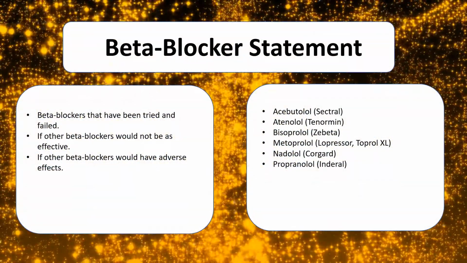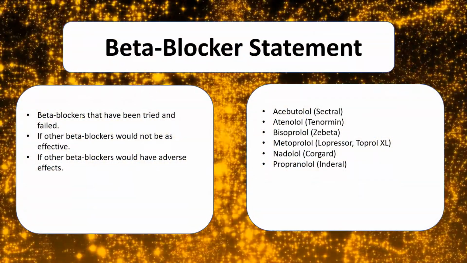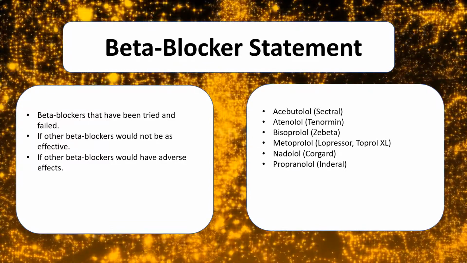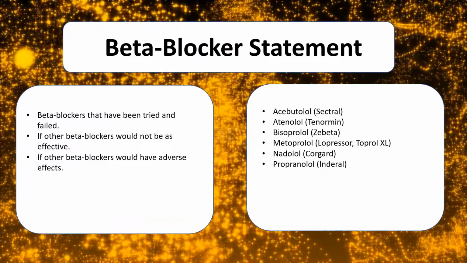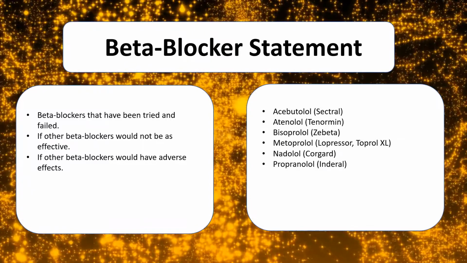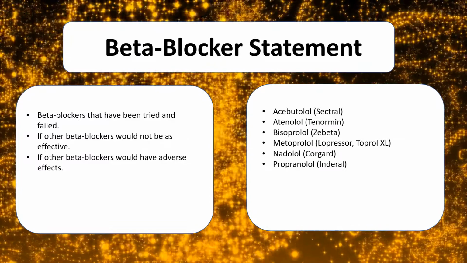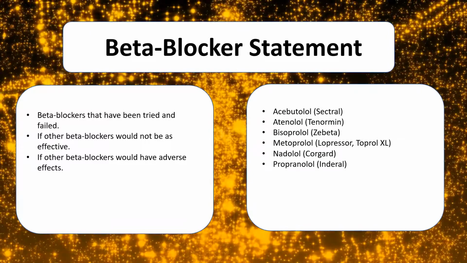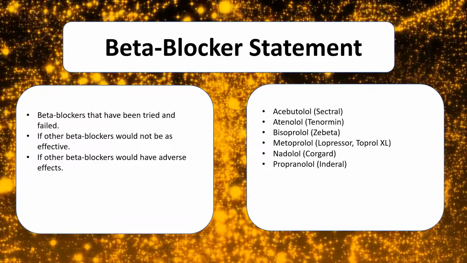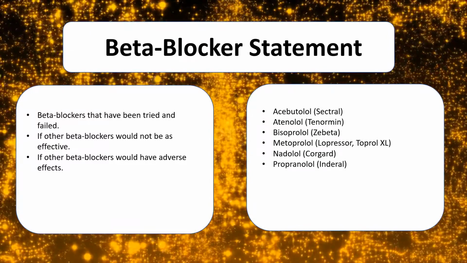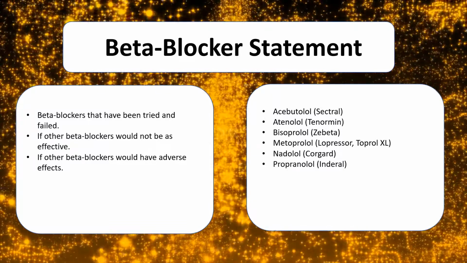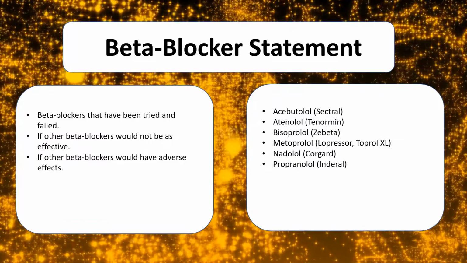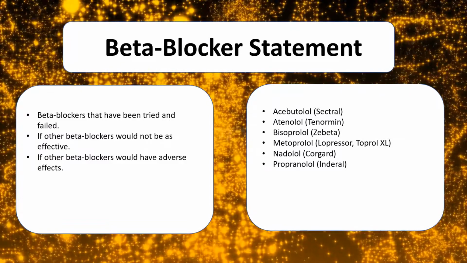For the beta blocker statement, you'll want to include what beta blockers have been tried and failed. If you can name those beta blockers, that will be extremely helpful. If you're not quite sure what beta blockers have been tried and failed in the past, it's still helpful, but for many insurers that will not be sufficient, or you may run into problems where it may require an appeal unnecessarily. So include what beta blockers have been tried and failed, and if other beta blockers would not be as effective or if they would have adverse effects.